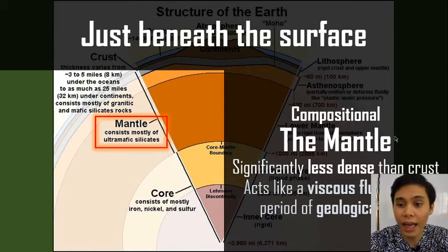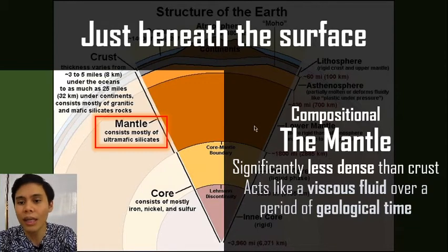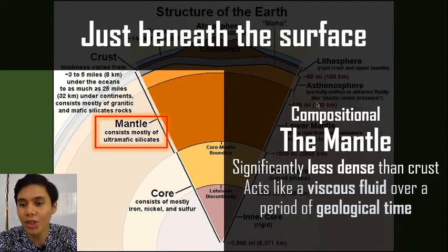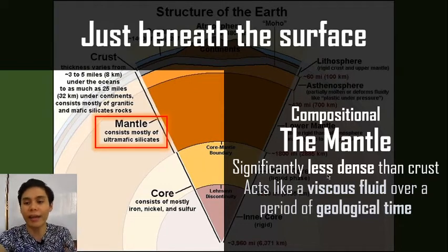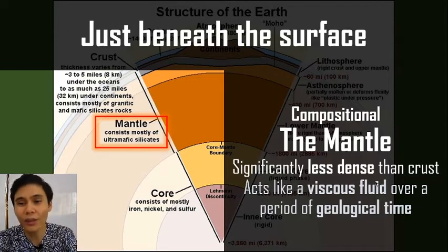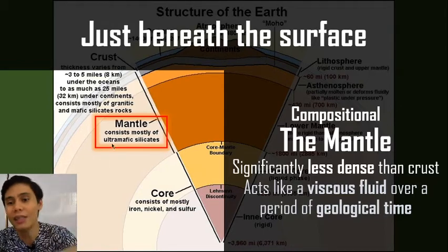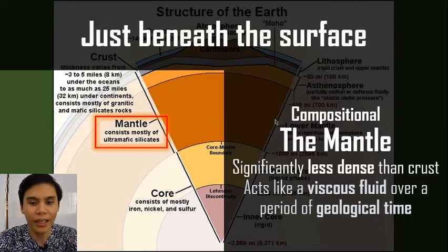On the other hand, we have the mantle. Just beneath the surface, we have the mantle. It's a compositional description. So again, on this side, the composition. The mantle is a significantly less dense layer of the Earth. So it acts like a viscous fluid over a period of geological time, and it's mostly consisting of ultramafic silicates. You don't need to remember that, but again, it's based on the composition of the layer.